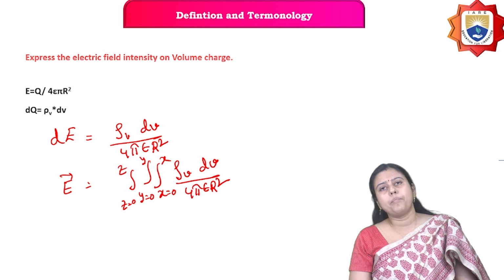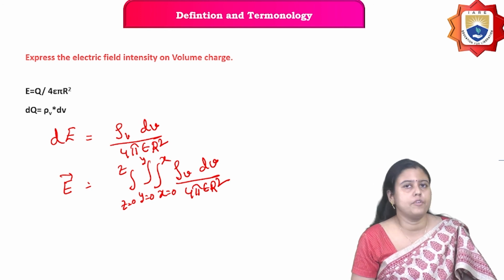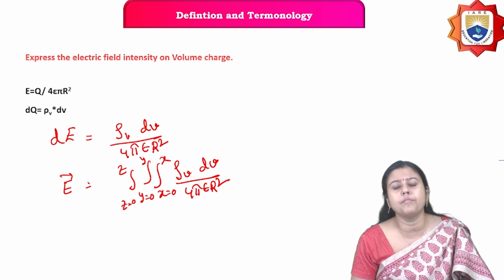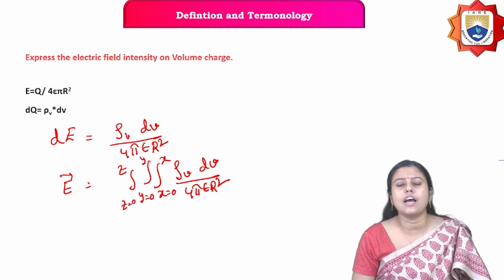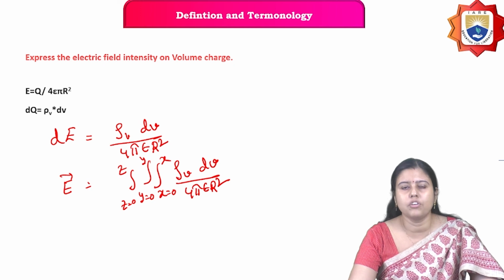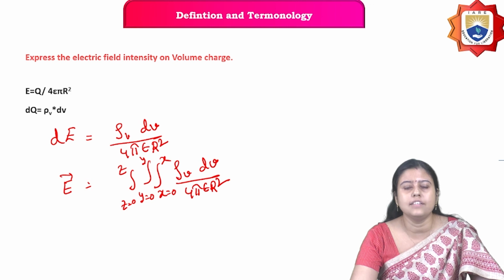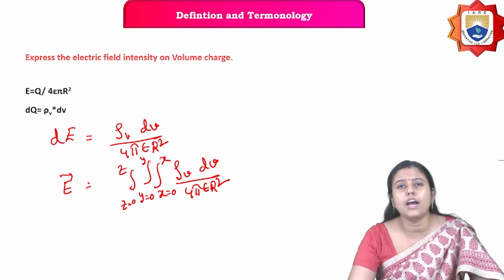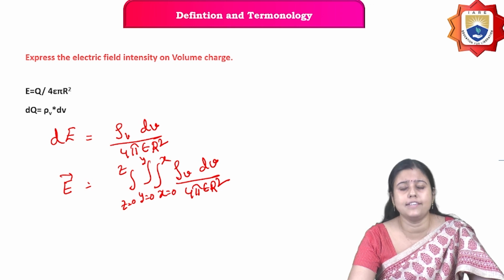So in this topic, we have discussed some important definitions. First one is the dot product and cross product. This is a very, very important definition for vector algebra. Then we have discussed the point form. We have discussed the different types of integrations with different types of charge, like line charge, volume charge, and surface charge.